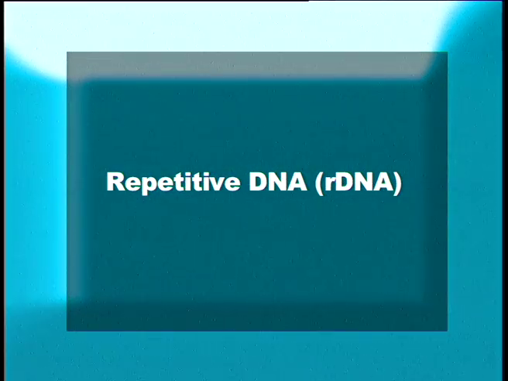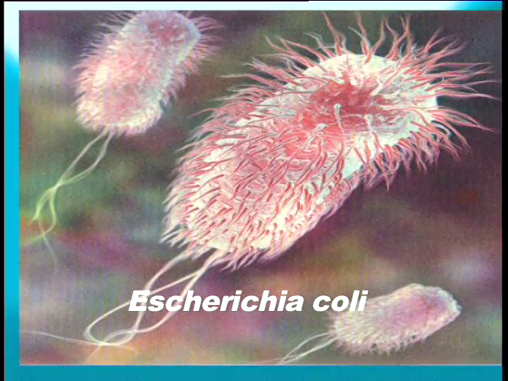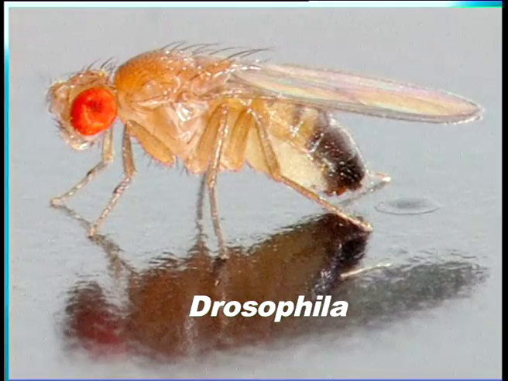Collectively, such DNA is called repetitive DNA or rDNA, and the general phenomenon is called gene redundancy. For example, in the common intestinal bacterium E. coli, about 0.4% of the haploid genome consists of repetitive DNA. This is equivalent to 5 to 10 copies of the gene. In Drosophila, 0.3% of the haploid genome, equivalent to 130 copies, consists of repetitive DNA.